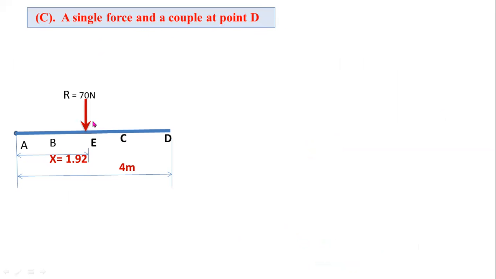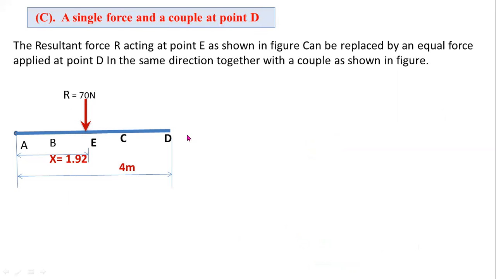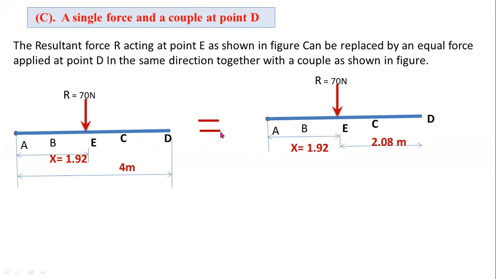So in this case, you have to shift this single force from point E to point D, by adding two equal and opposite forces at point D. You can shift this force from E to D. Here I added two equal and opposite forces. This one is minus 70, this one is plus 70. There is no change in the force system. Now, these two are the equal and opposite forces, 70 newtons, 70 newtons.